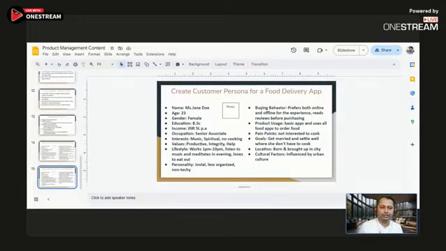So this is a user persona which we have created, and another user persona which we created for the same use case. Okay, so you can compare these two. What's the difference between these two? These are two different target audiences which we are going to go for.